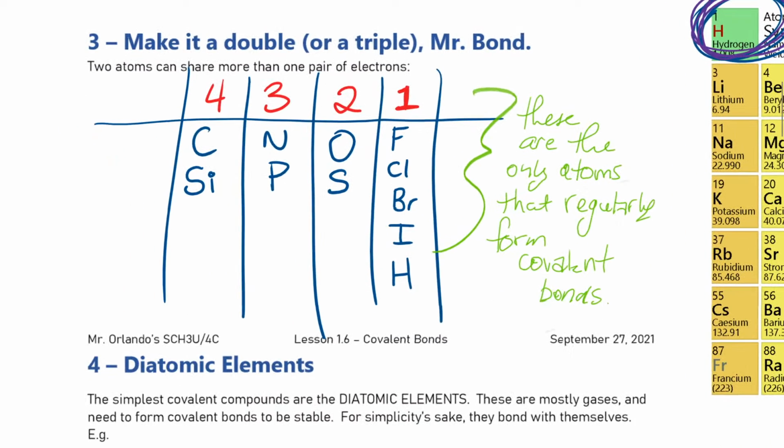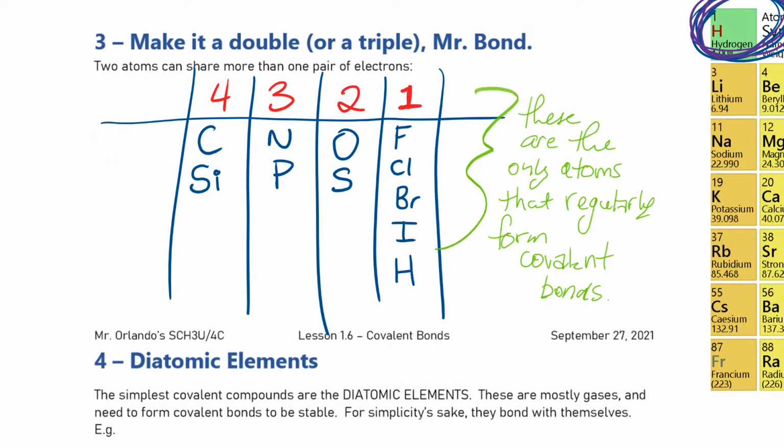So, knowing that these are the only compounds that regularly form covalent bonds, we can start looking at how we put them together.